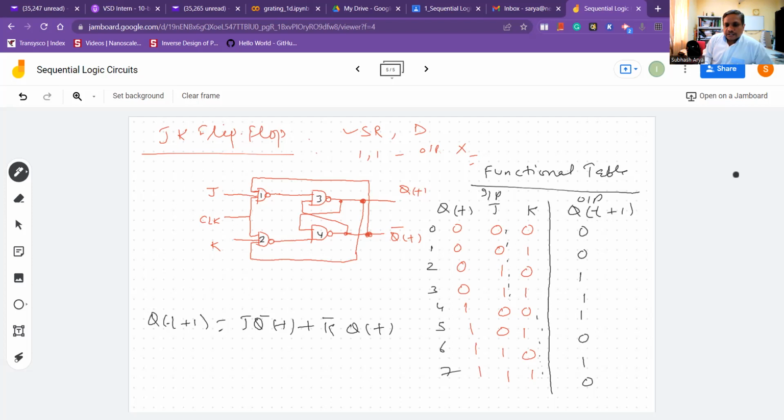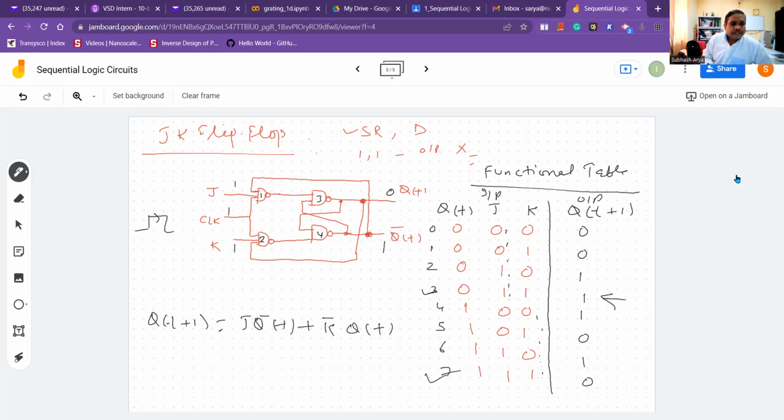Now I would like to verify one state. Suppose J and K are both 1, 1. As I was telling, in the SR flip-flop when S and R were both 1, we were not able to determine what the output would be. So I am taking J and K both 1, and Q(t) at that time is, suppose, 0. So what shall be Q(t+1)? If this is 0, obviously it will be 1. And here the clock pulse is 1, logic 1 has come. Now let us try to see whether the output is this one or not.